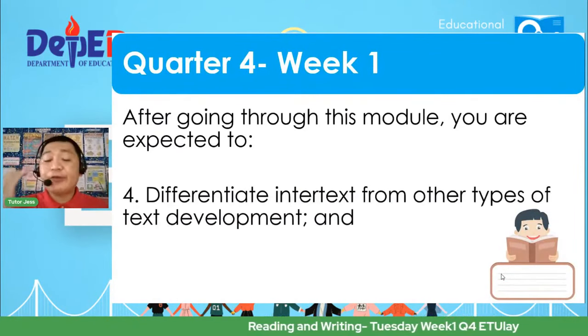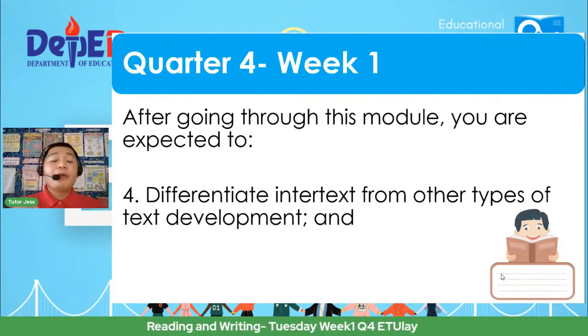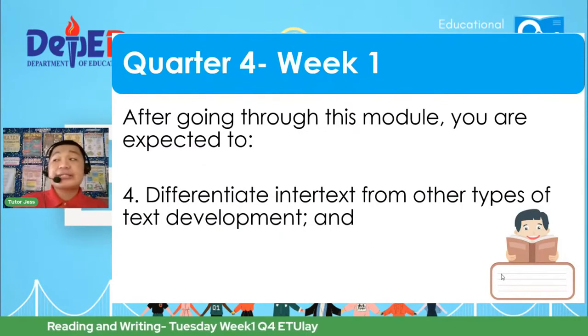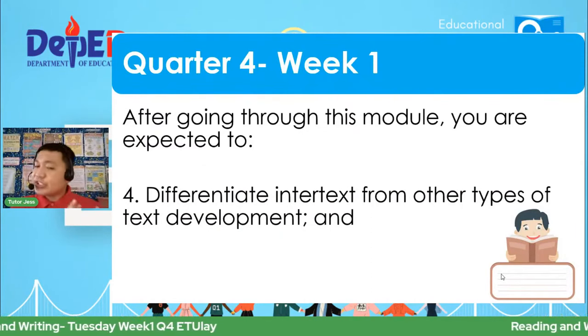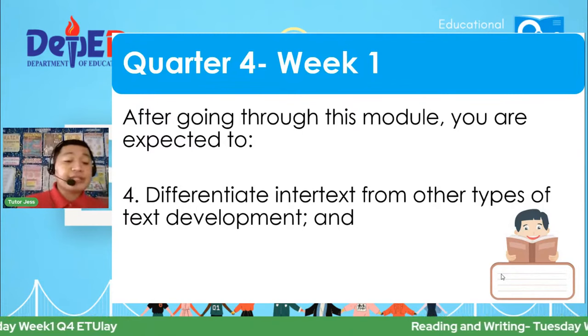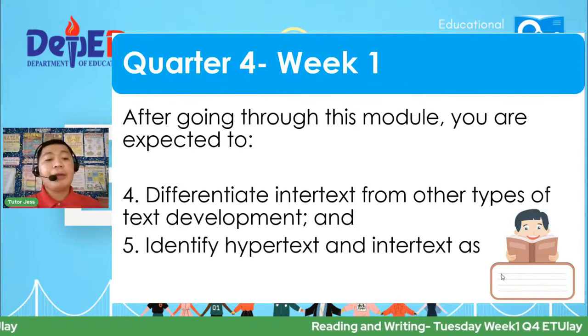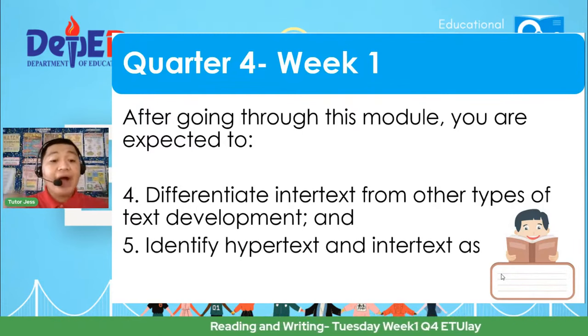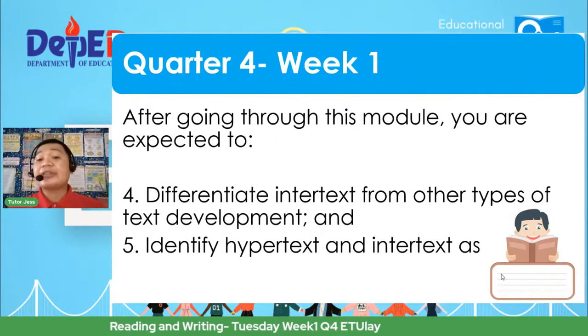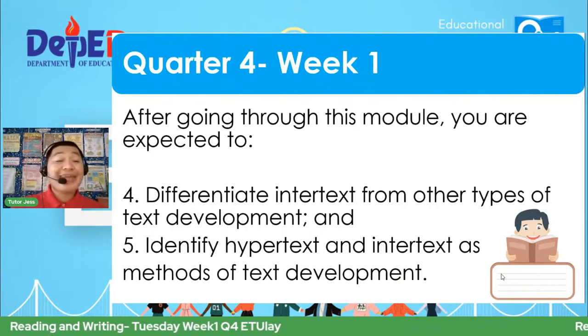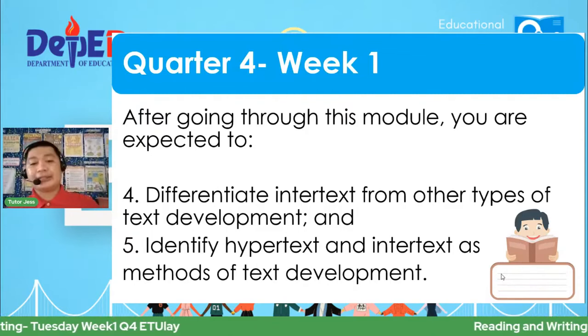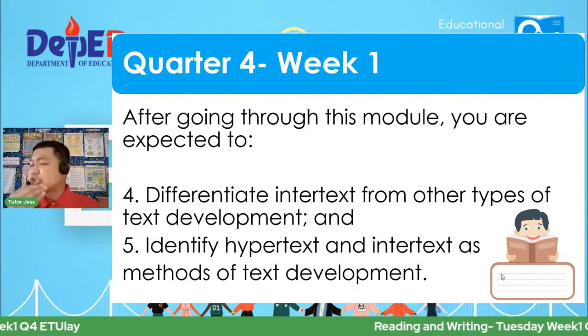Number four, differentiate intertext from other types of text development. Number five, identify hypertext and intertext as methods of text development. As methods. So let's try to see.